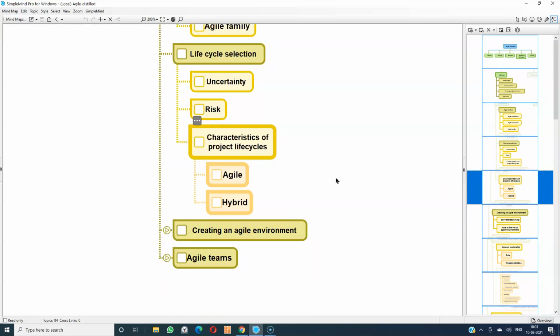Then the characteristics of project life cycles, Agile and hybrid. It can be a good strategy, instead of moving from predictive to Agile directly. From predictive, you can move on to a kind of hybrid where you follow both Agile and predictive within the same project. And if things are working fine, then it is a good idea to move on to Agile.